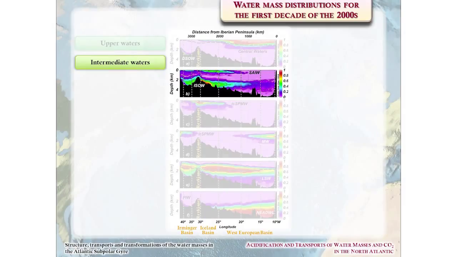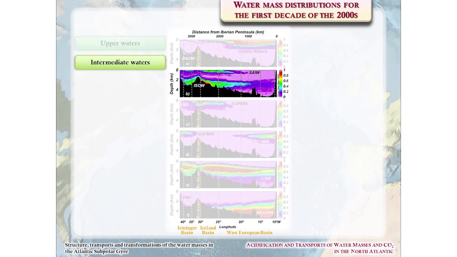The intermediate waters are represented by the subarctic intermediate water, the Mediterranean water, and the Labrador Sea water. The distribution of subarctic intermediate water presents a maximum located in the Iceland Basin, which is associated with its advection from the Labrador Sea, and its distribution also shows its subduction beneath the central waters.